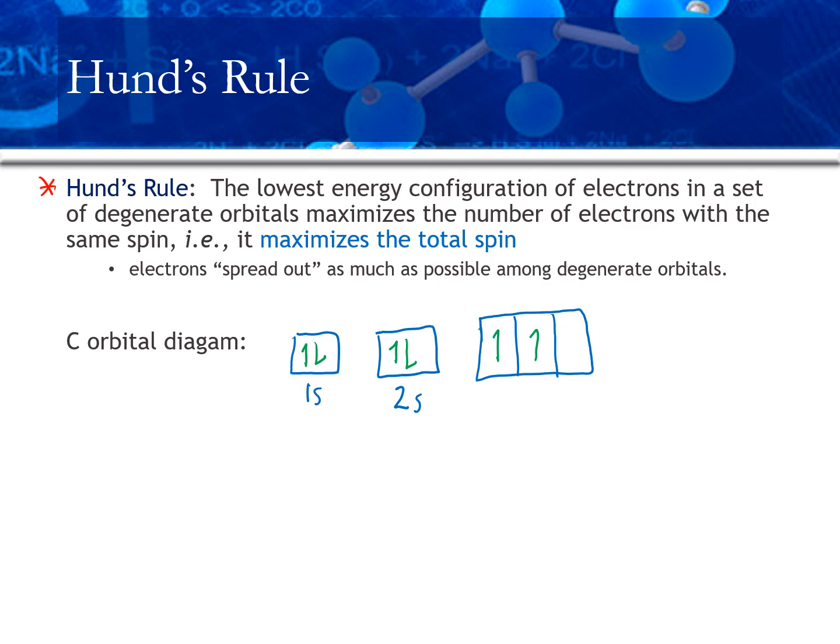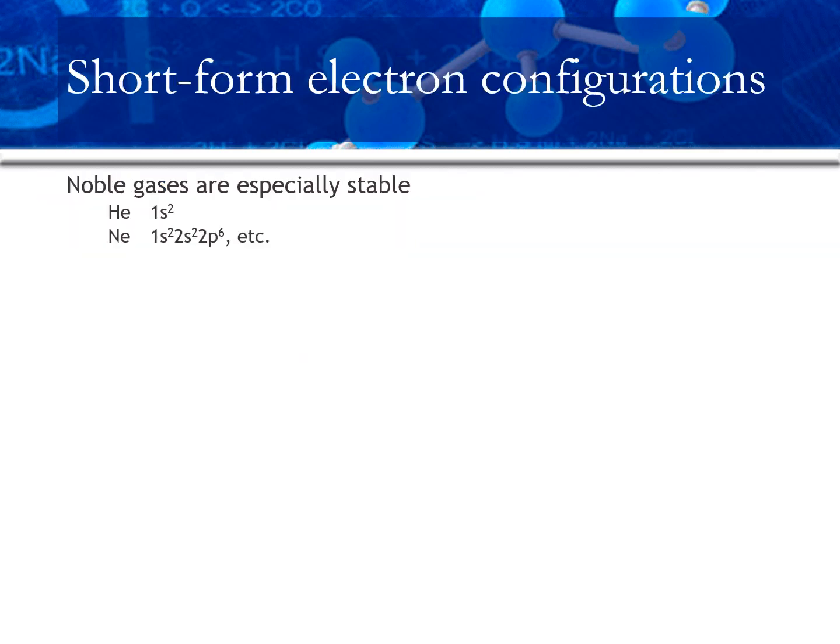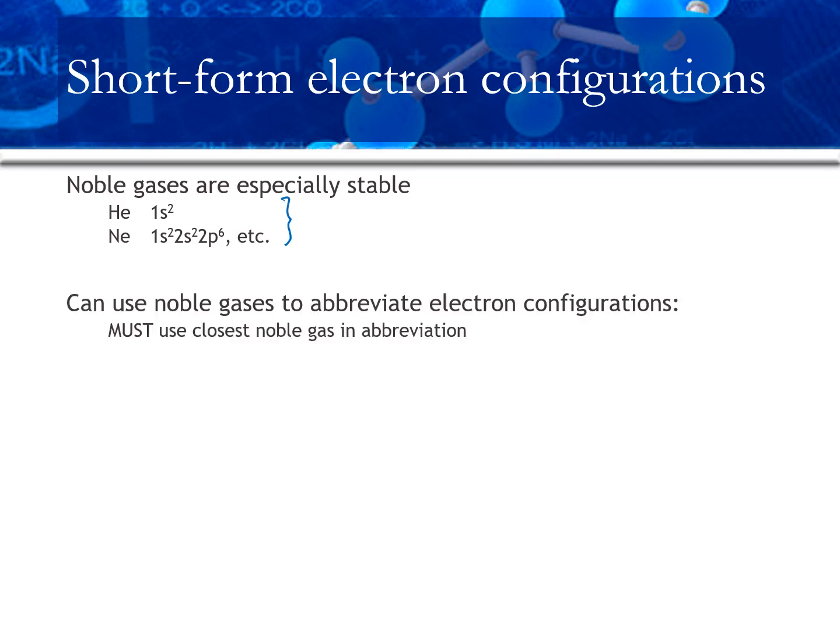Now, as we write electron configurations for bigger and bigger atoms, we have to represent a lot of electrons, and so it's handy to have a short form or a shortcut electron configuration. And this shortcut is going to be based on the fact that noble gases are particularly stable. So if we look at the electron configurations of noble gases, we can use the closest noble gas to represent its equivalent electron configuration. Let me show you how this works with a simple example.